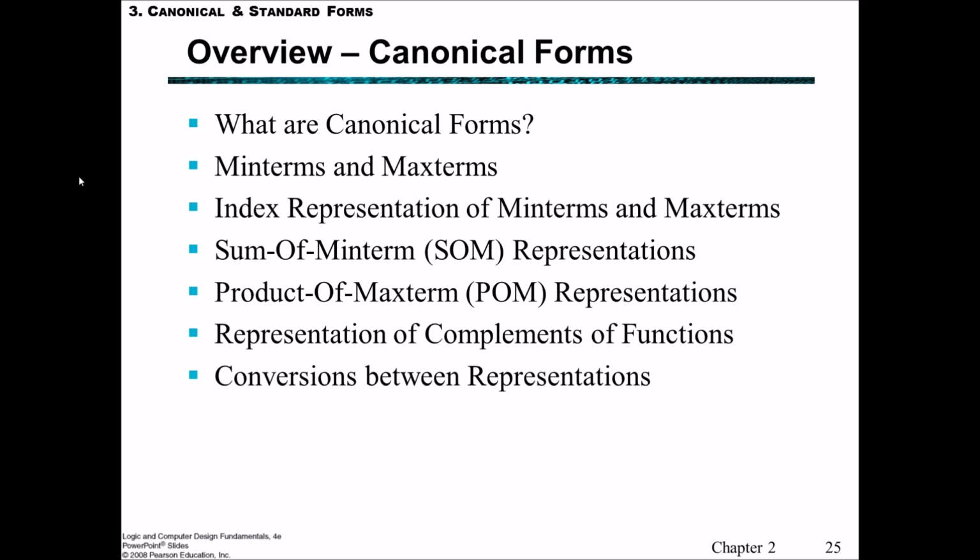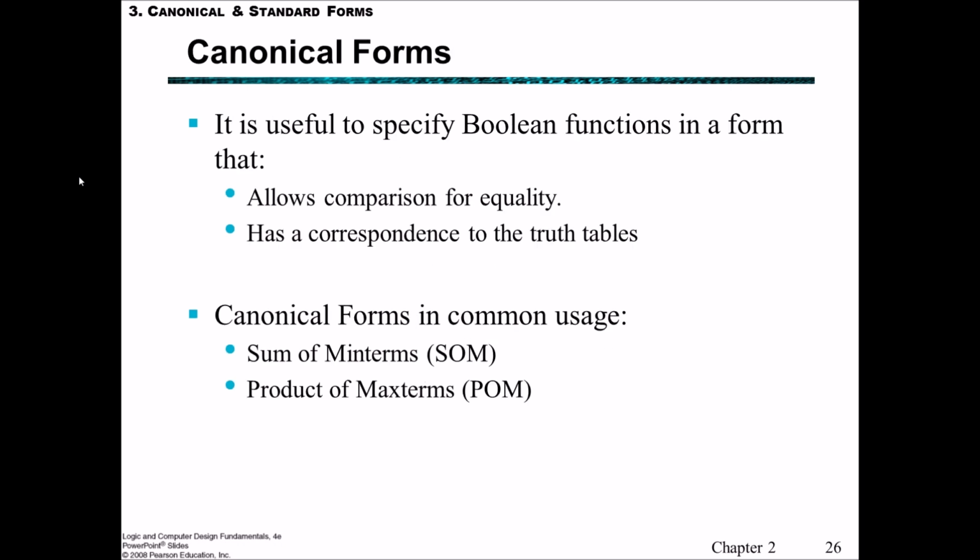We're also going to look at the representations of the complements of functions and conversions between these different types of representations. So first of all, thinking about the canonical form, you find that it's quite a useful form when we're specifying Boolean functions because it allows us to do comparisons for equality. It also directly corresponds to the truth tables, which makes it quite useful. And the canonical forms that are in common usage, as I said before, are the sum of minterms and the product of maxterms, the SOM and POM.